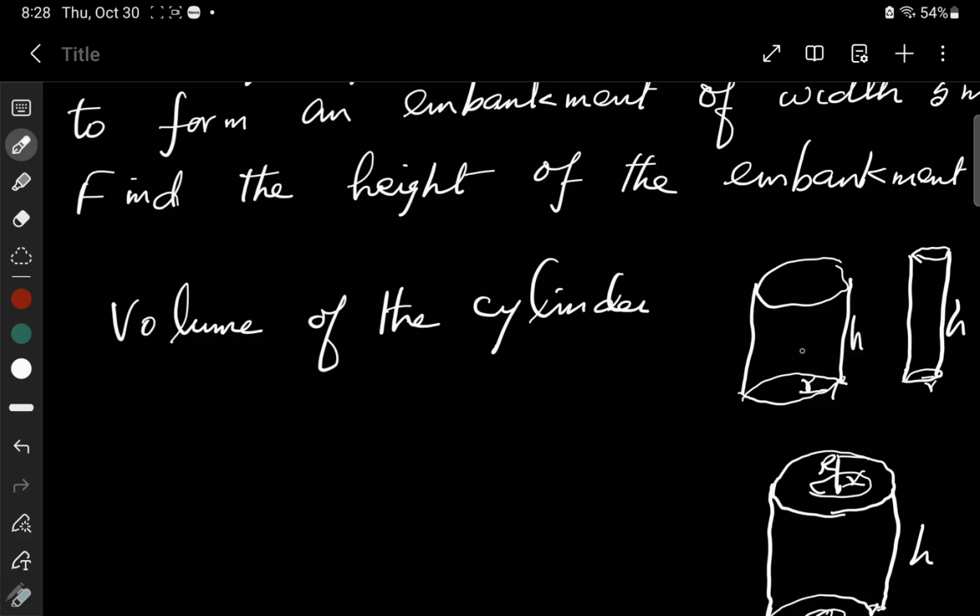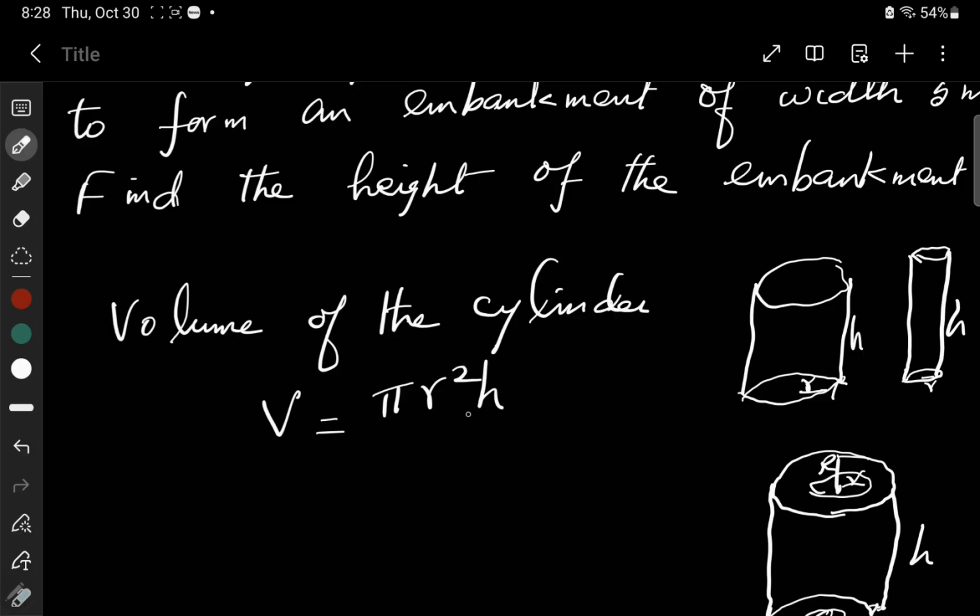It may be a drum also. See this cylinder, it is narrow. So in that case, the area of the circle is smaller, and we have the height also, which may be greater or lesser. So the volume of the cylinder depends upon the area of the circle, that is pi r squared, and the height of the cylinder: pi r squared h. So V is equal to pi r squared h.